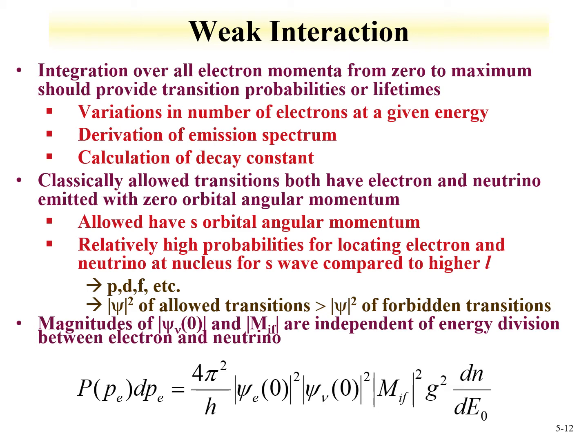Forbidden transition. And what we're going to see is that if I take the transition elements, they're going to be larger than the forbidden elements. So the magnitude of the neutrino wave function and this matrix mixing element are independent of energy divisions between the electron and the neutrino. Those are some of the parameters for this equation.